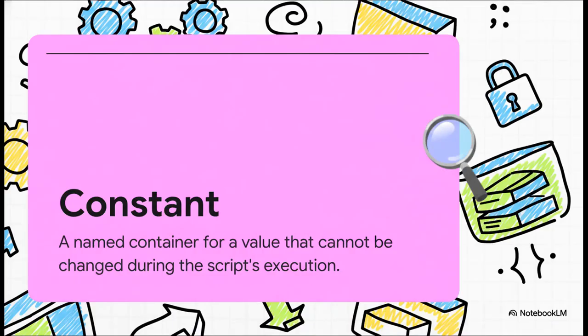So a constant is basically a variable that can't be changed. Once you set its value, it's locked in for the rest of the script. This is perfect for things that should never change, like an API key, database settings, or maybe a version number. It just adds a layer of safety and predictability to your code.